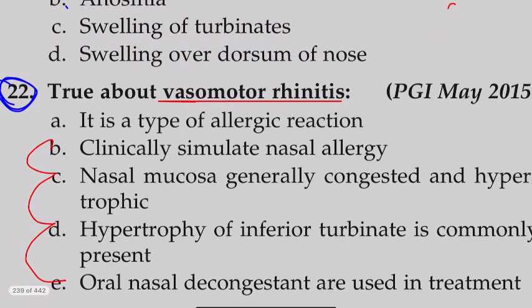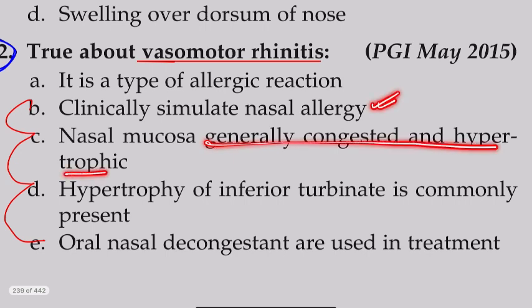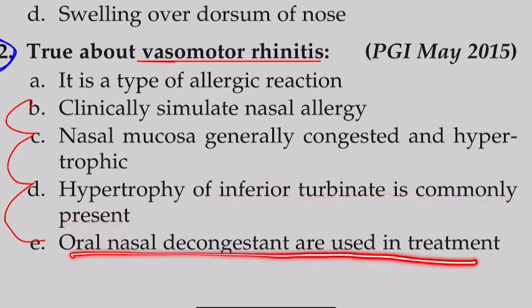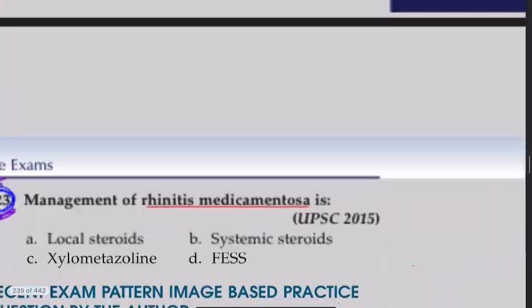True about vasomotor rhinitis: it is a type of allergic reaction? No, it is not. Clinically, it simulates nasal allergy? That's right. Nasal mucosa is generally congested and hypertrophic, right. Hypertrophy of inferior turbinate is commonly present, that's right. Oral nasal decongestants are used in treatment, that's also right. So what are true? It simulates nasal allergy, nasal mucosa is generally congested and hypertrophic, hypertrophy of inferior turbinate is commonly present, and oral nasal decongestants are used in treatment.